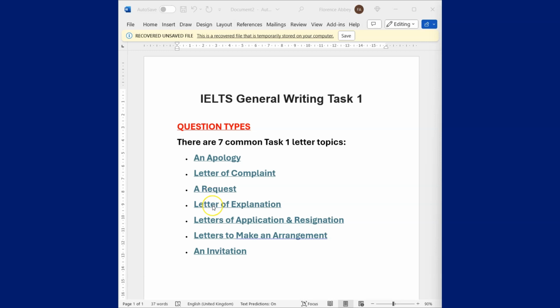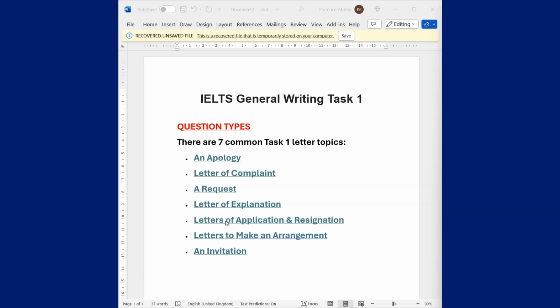Now, the letter of explanation will be our fourth type. The letter of explanation is about you elaborating or trying to share more information about something. It might be that you are organizing a particular program and somebody is attending, and you're trying to explain to the person how it will be, where you will be going, and some of the things that will come into it. So that is the letter of explanation.